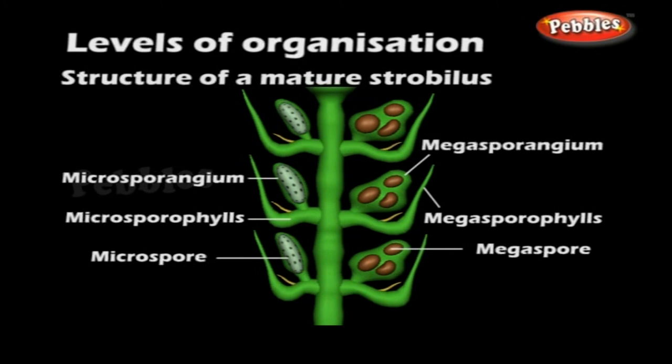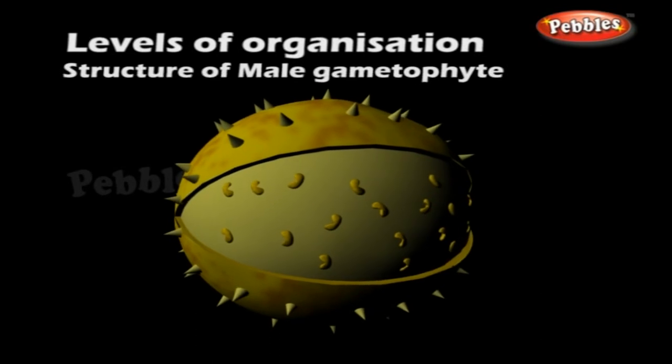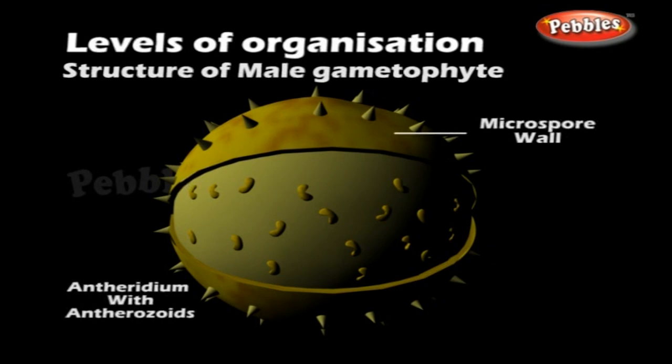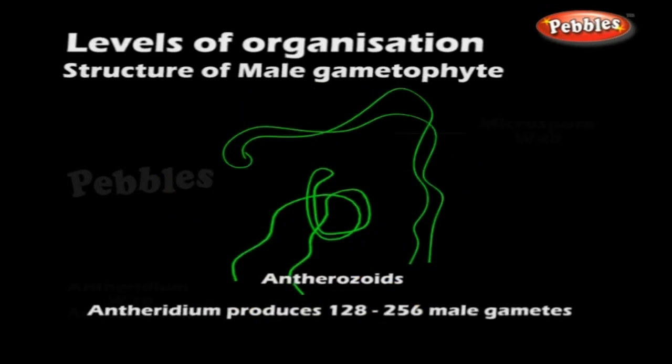After maturation, both the sporangia dehisce, open, and liberate their spores, which spread on soil. Structure of male gametophyte. The microspore on the soil, developing an antheridium within its spore wall, is called the male gametophyte. The antheridium produces 128 to 256 male gametes, called antherozoids, in the microspore or male gametophyte.